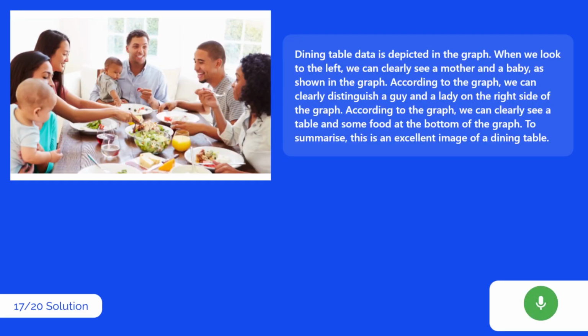Dining table data is depicted in the graph. When we look to the left, we can clearly see a mother and a baby, as shown in the graph. According to the graph, we can clearly distinguish a guy and a lady on the right side of the graph. According to the graph, we can clearly see a table and some food at the bottom of the graph. To summarize, this is an excellent image of a dining table.